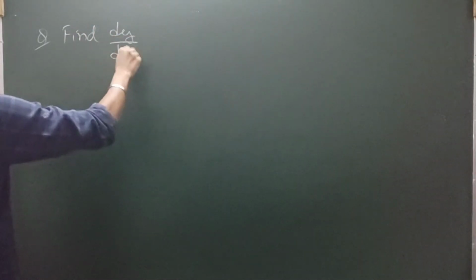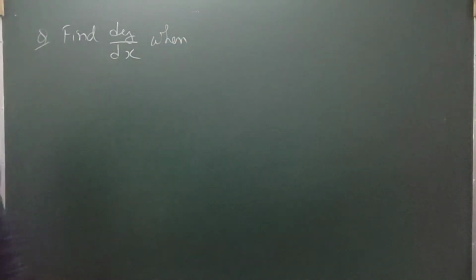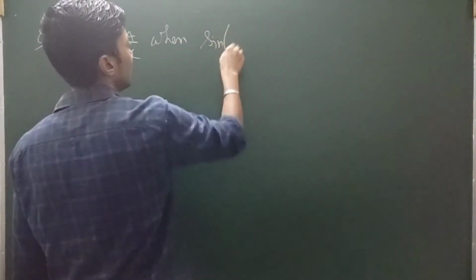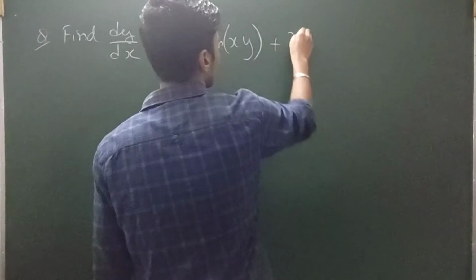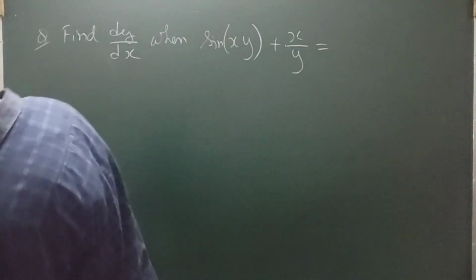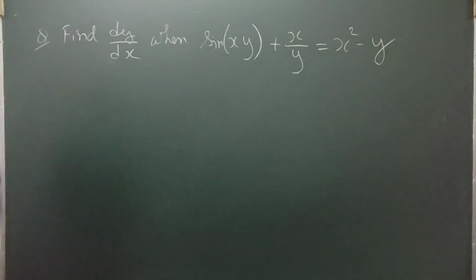Alright, so let me give you now a proper implicit function, something like this. Find dy by dx. So that question was like, okay, sir, something. So what about this then? These are proper implicit functions I mean. If you really want to do proper implicit functions, let's try to do this. Find dy by dx when sine xy plus x by y equal to x square minus y. Let's just start the differentiation.